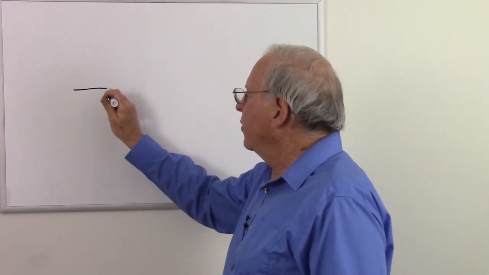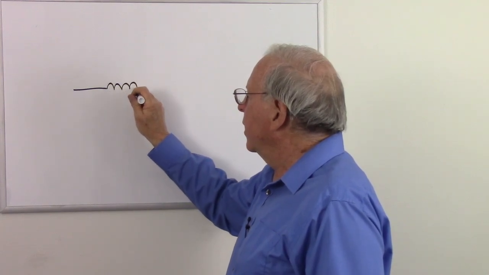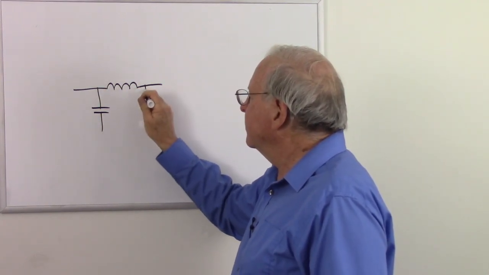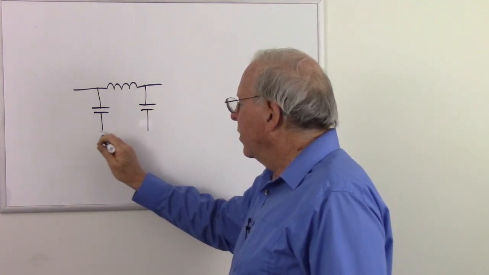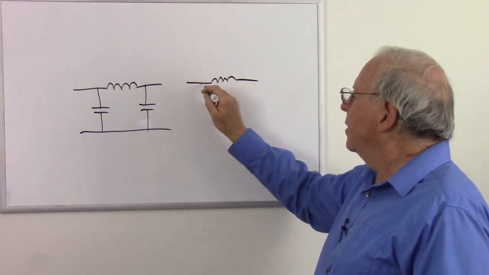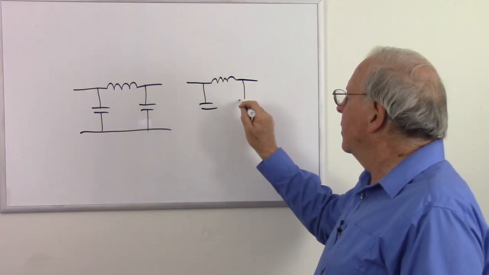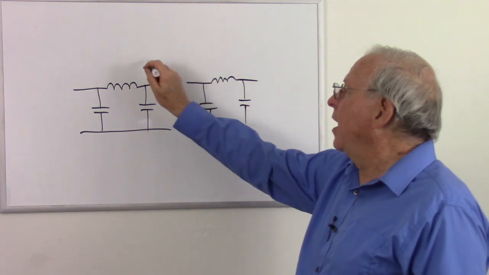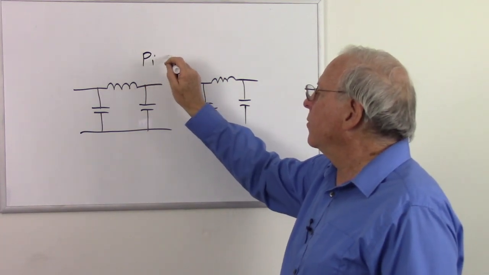So we have our input over here, and let's do this with an inductor and two capacitors. So what is our shape here? Well, it's basically shaped like the Greek letter pi. So this is a pi filter.